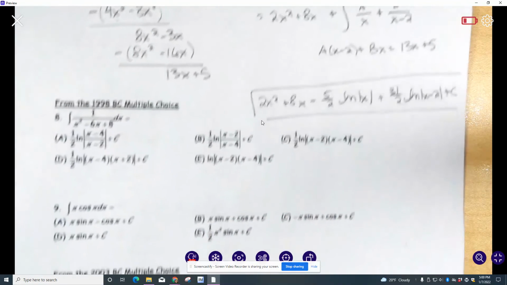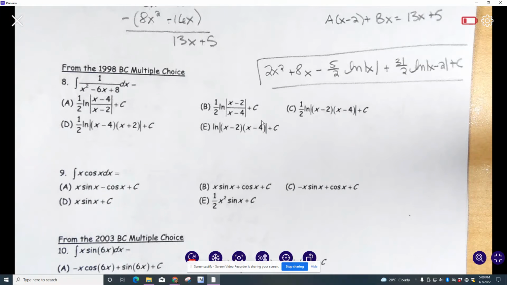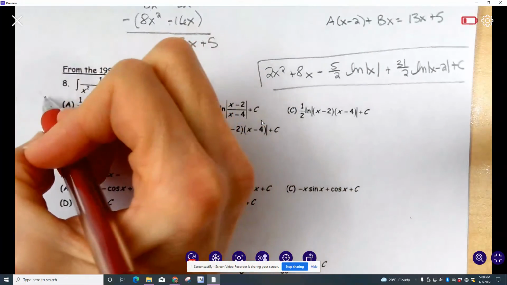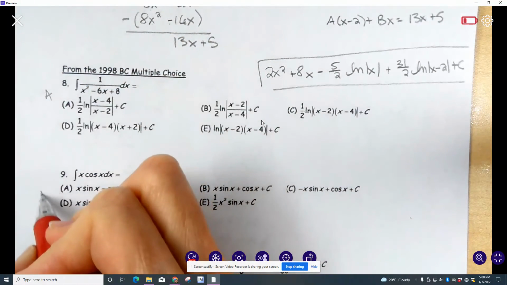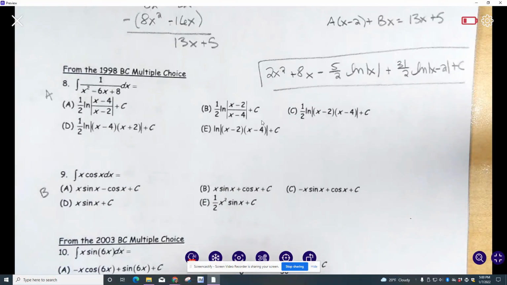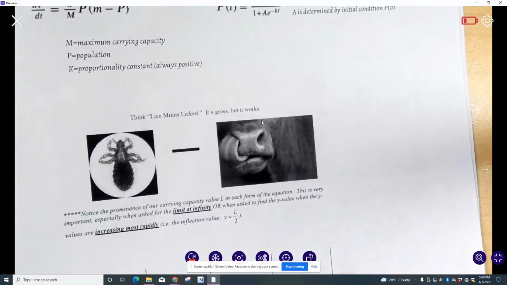These are some examples of partial fractions from previous tests. So I would recommend you try these. The answer for this one is A. The answer for this one is B. The answer for this one is B. The answer for this one is D. So practice those. Okay, now the other part of 6.5 are these logistical growth problems.